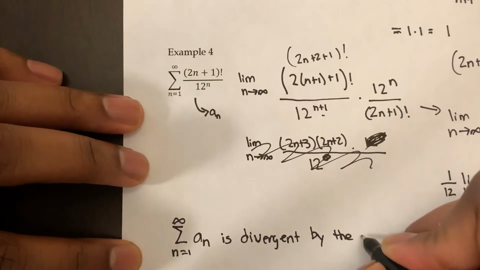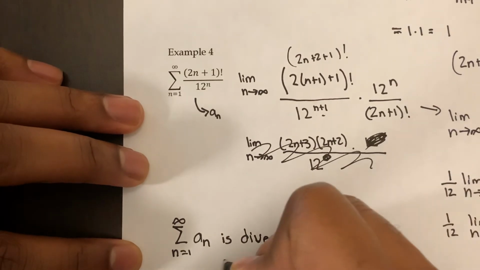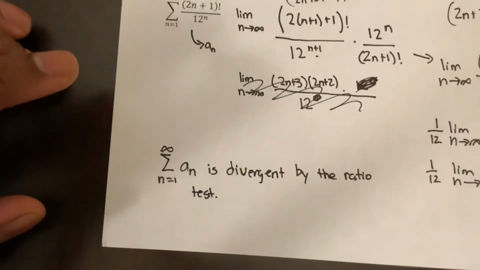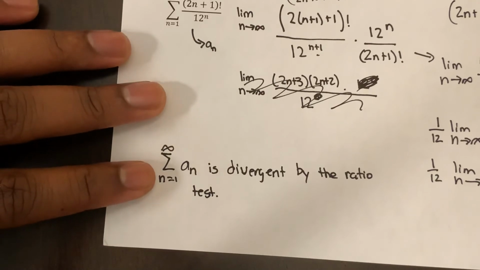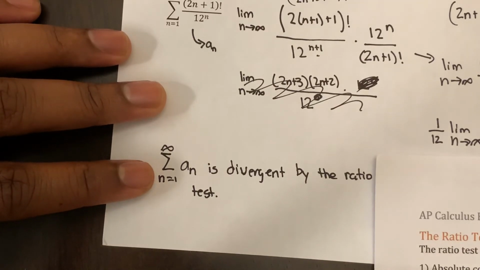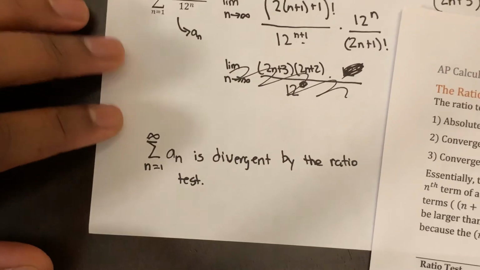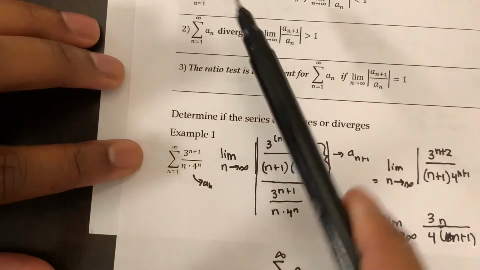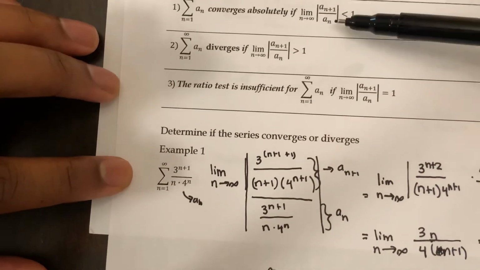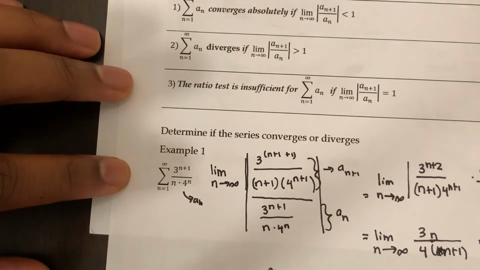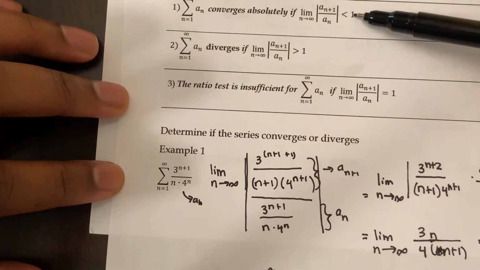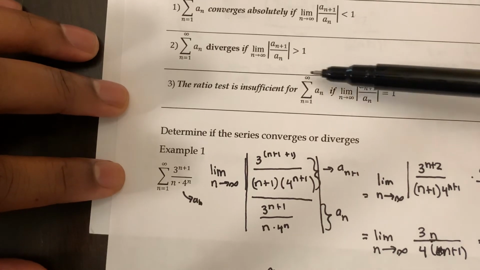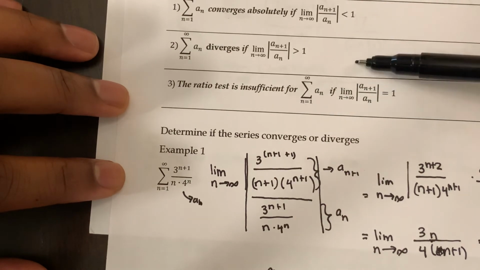by the ratio test. All right, so a quick review of the ratio test. We use it when we see series that generally contain exponentials or factorials. And it's also used for absolute convergence. The three conditions are: the series converges absolutely if the limit is less than 1, diverges if the limit is greater than 1, and the ratio test is insufficient if the limit equals 1.